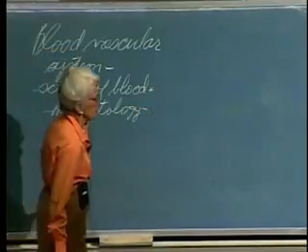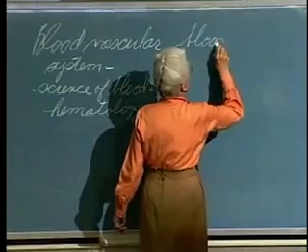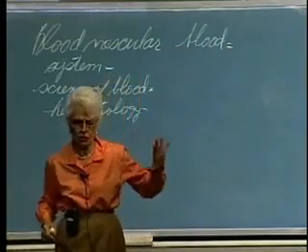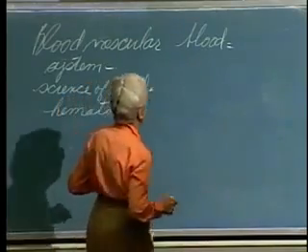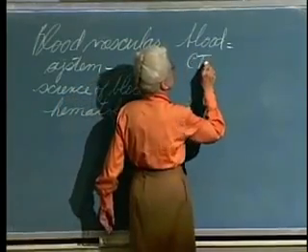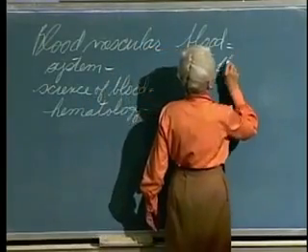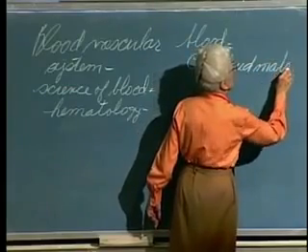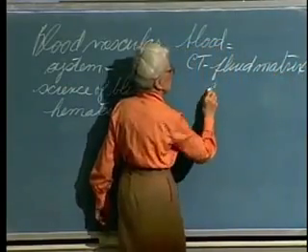So what is blood? You've got four kinds of tissues. What tissue is blood? Connective tissue. Blood's a connective tissue. Then it has a fluid matrix. What do we call a fluid matrix? Plasma.